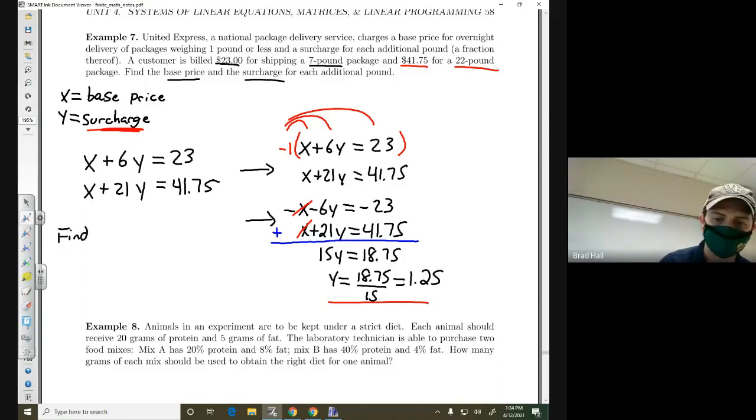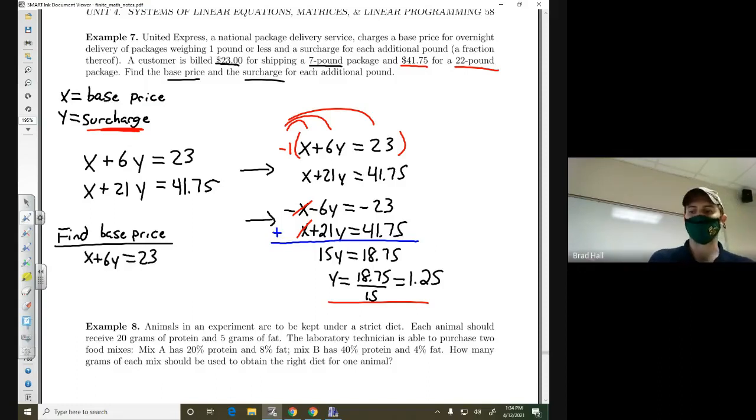Let's find the base price. All we need is any one of the equations. I'll pick the top one. It really doesn't matter. You'll get the same number. We're going to plug in 1.25 for y.